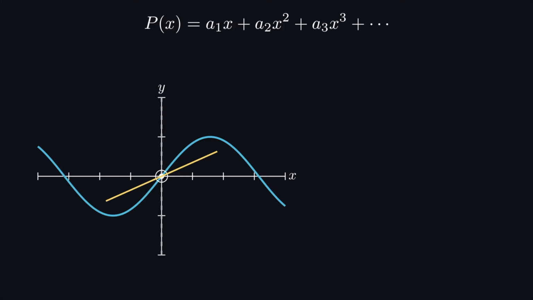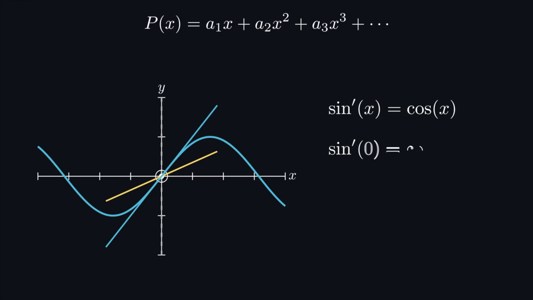So the slope of sine x is given by its derivative, which we know is cosine of x, and at x equals 0, cosine of 0 equals 1. So the sine curve leaves the origin with slope 1. And if we want our polynomial to mimic this behaviour, its slope at 0 must also be 1.